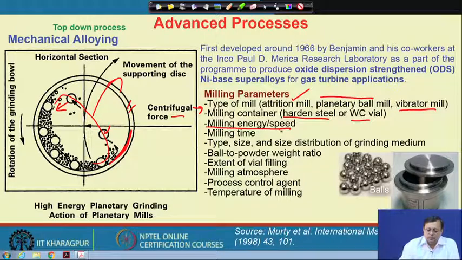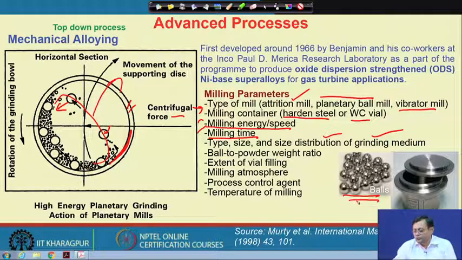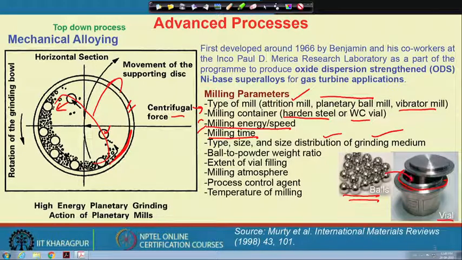Now, the milling speed or energy can be controlled, and the milling time can also be controlled. I will show you later what the effect of milling time and milling speed is. The energy input into the system depends on these parameters. The type, size and size distribution of the grinding medium or balls is also important. This is a typical image of a vial, like a bowl, inside which we pour the balls and the powder particles.